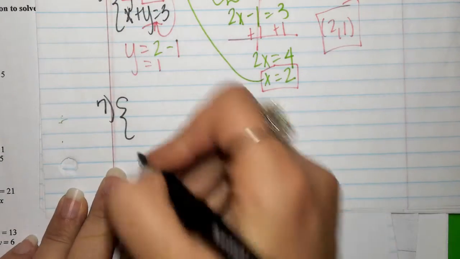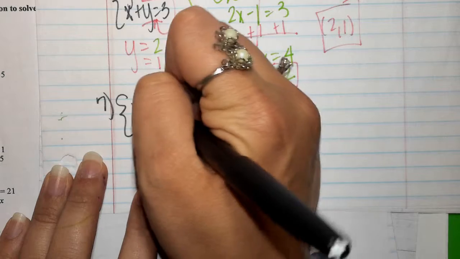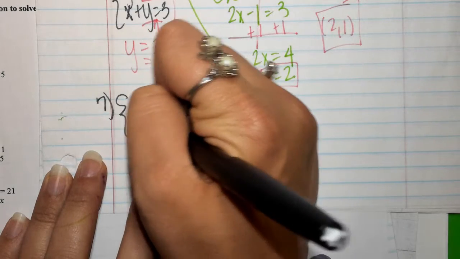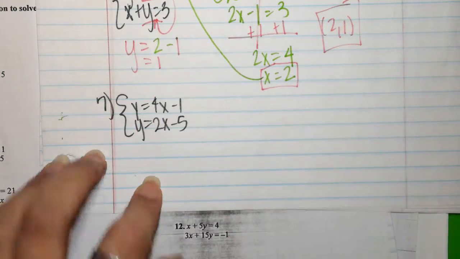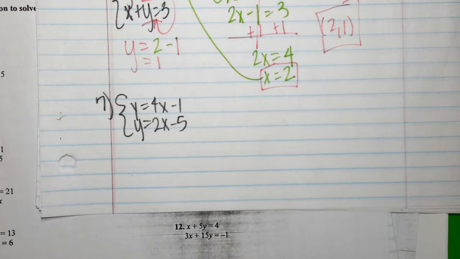Alright, number 7. y equals 4x minus 1, and y equals 2x minus 5. I love this problem. Can anybody tell me why? Because there's 2 y's by itself. Look at us go.